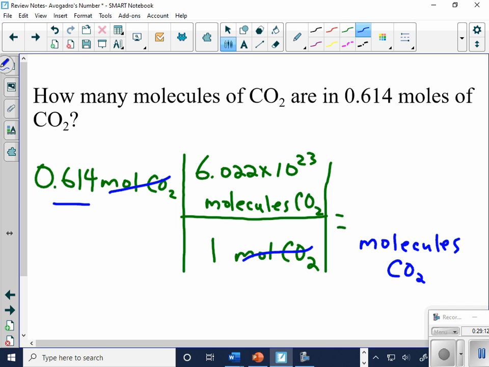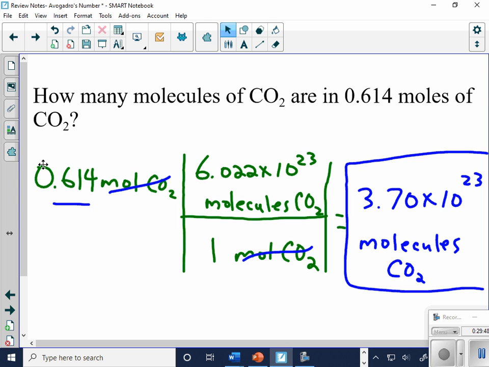I get my calculator. I type in my values, 0.614. I multiply that by Avogadro's number, and I come up with a value of, with 3 significant figures, 3.70 times 10 to the 23rd. That was just a little bit more than my ballpark value, so I'm in the range that I expected to be in.